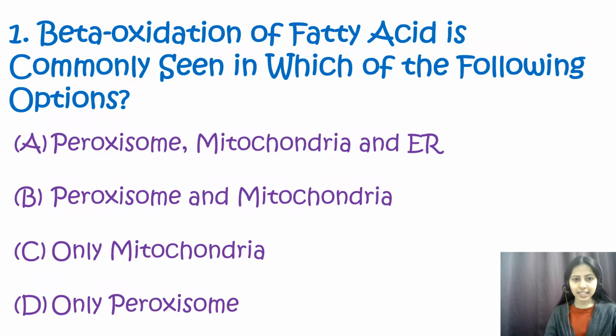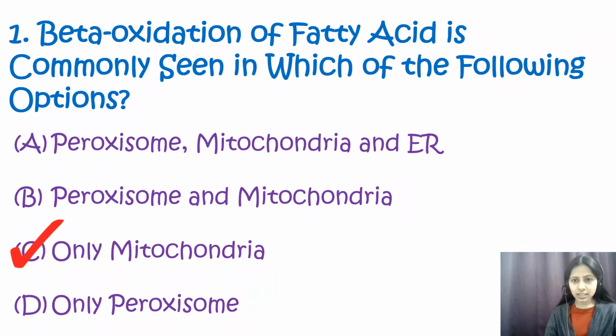Beta oxidation of fatty acid is commonly seen in which of the following options? Options are A. Peroxisomes, mitochondria, ER; B. Peroxisomes and mitochondria, C. Mitochondria, and D. Only peroxisomes. So the correct option will be option number C, that is only mitochondria.